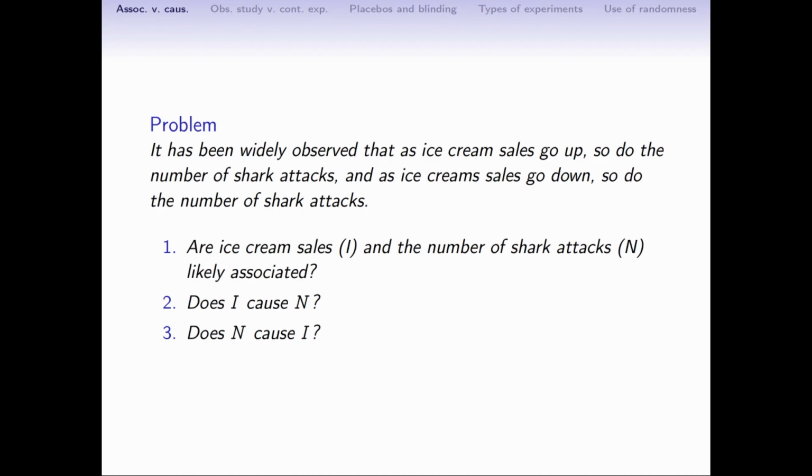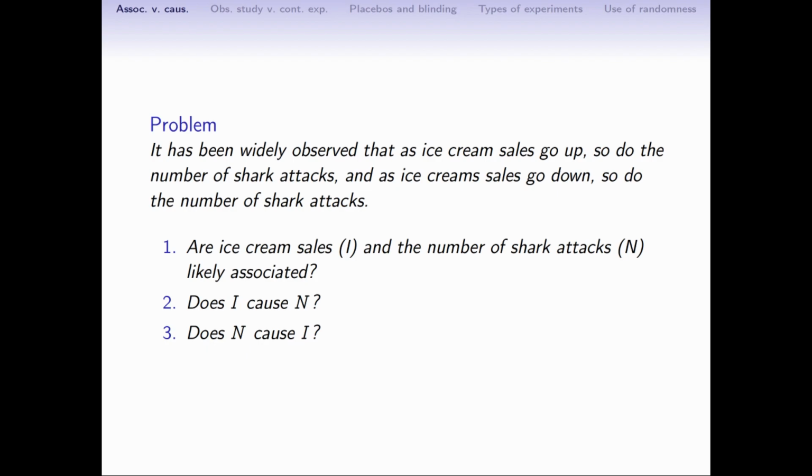And if we think about it this way, we see how silly this is, right? If we go into Myrtle Beach, South Carolina, and I force more ice cream sales in the winter, or I decrease the number of ice cream sales in the summer, I don't expect to see a change in the shark attacks. I'm really not expecting that. So in this way, we can see that even though these variables are linked in an association, and in fact a positive association, we don't believe that I causes N.